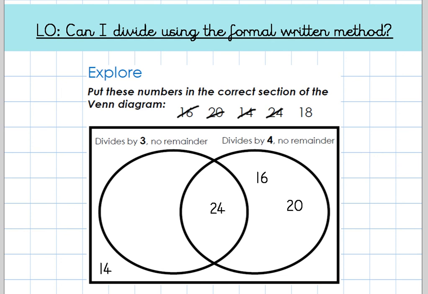And that then leaves us with 18. Let's think of our 4s. 4, 8, 12, 16, 20. Nope, 18 is not a multiple of 4. What about our 3s? 3, 6, 9, 12, 15, 18. So 18 is going to go in this section. Wonder how you did.